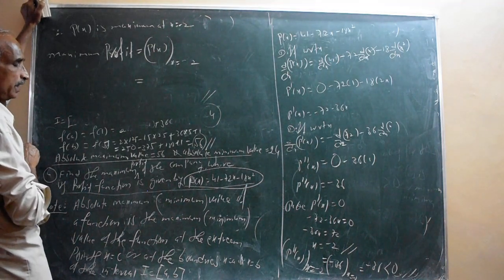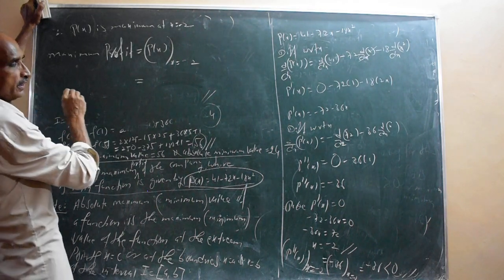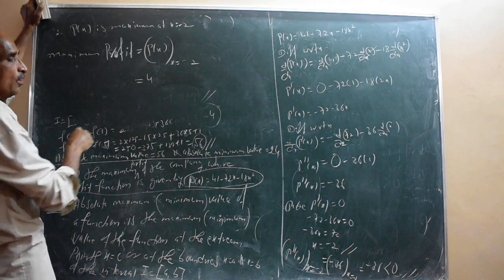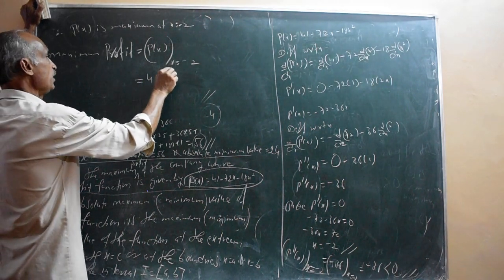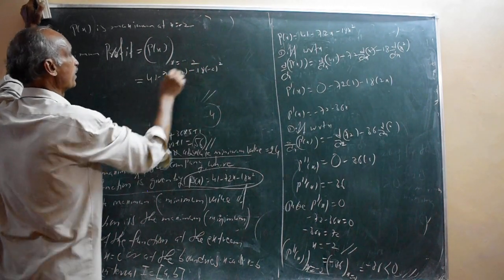Anything else which takes negative values also. It may be anything else. Okay, x is not necessarily the number of items produced here. Okay, 41 minus 72 into minus 2 minus 18 into minus 2 square.